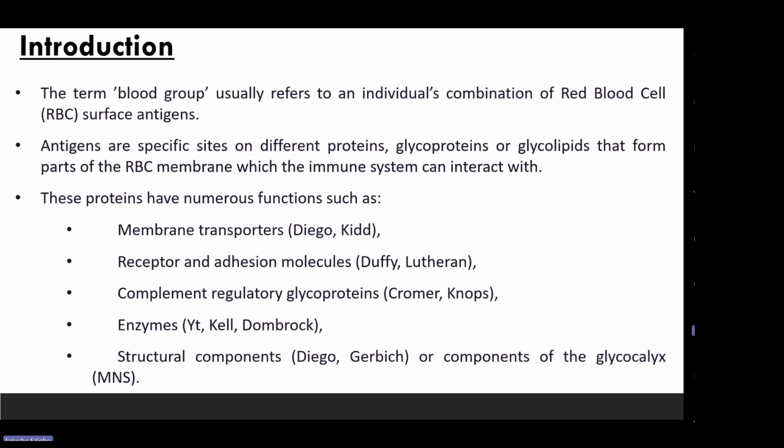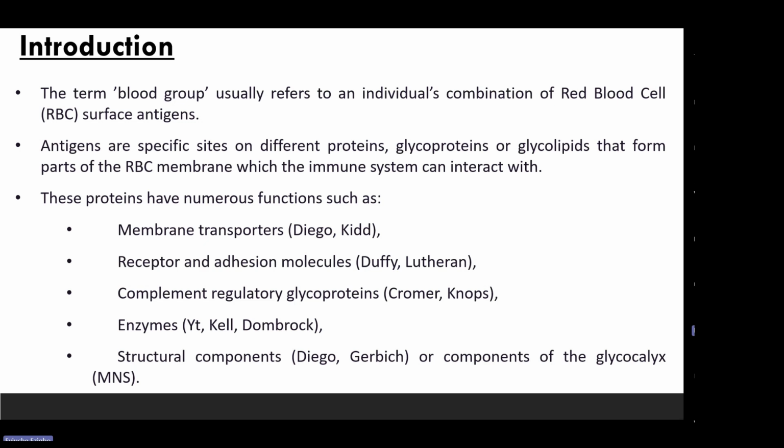So blood group, as we know, refers to an individual's combination of red blood cell surface antigens. Those are the things that are referred to as the blood group of that individual. And these antigens, as we said when we were discussing the ABO blood group, are specific sites on different proteins, glycoproteins or glycolipids that form parts of the red blood cell membrane, which the immune system interacts with.